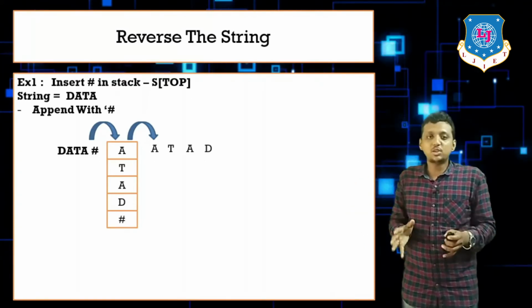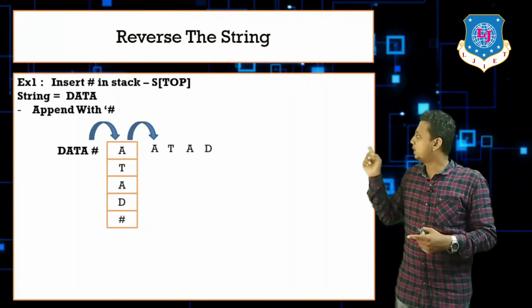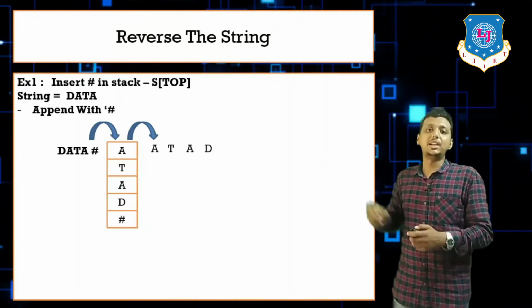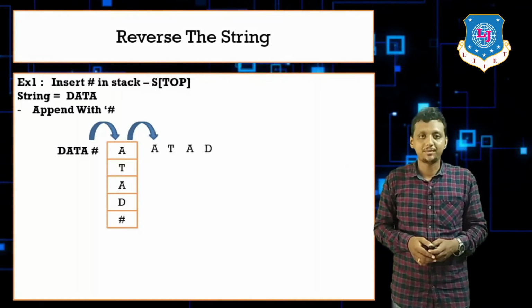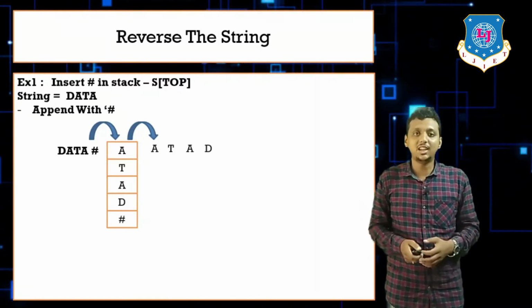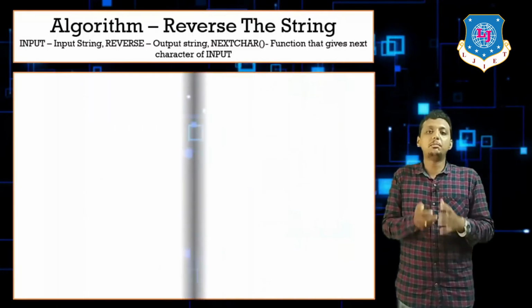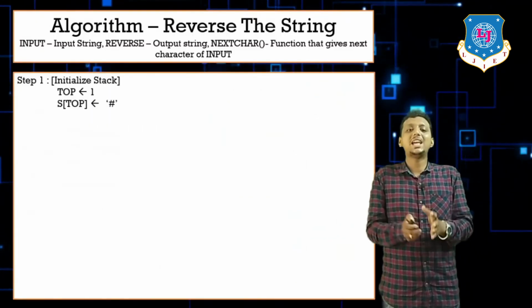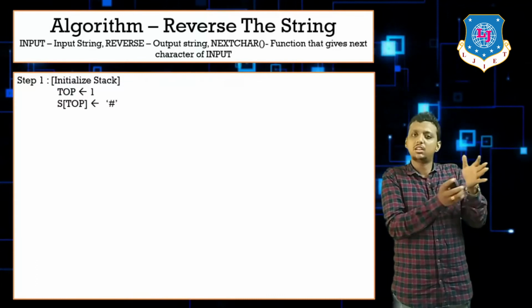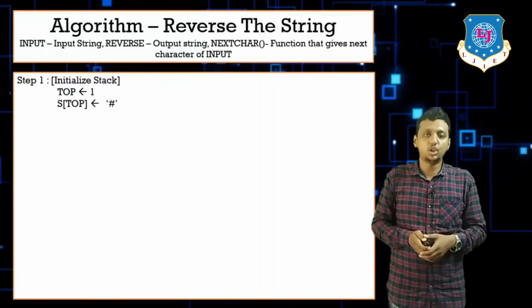Okay. So what happens over here? After applying the pop operation, my whole string is now available in the reverse form. So that's it. Isn't it easy? So let me show you the algorithm for this. Students, the algorithm is most probably the same as the decimal to binary conversion algorithm.